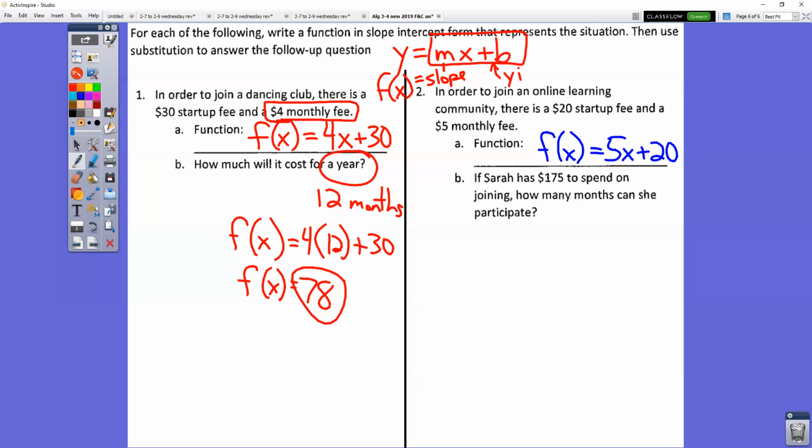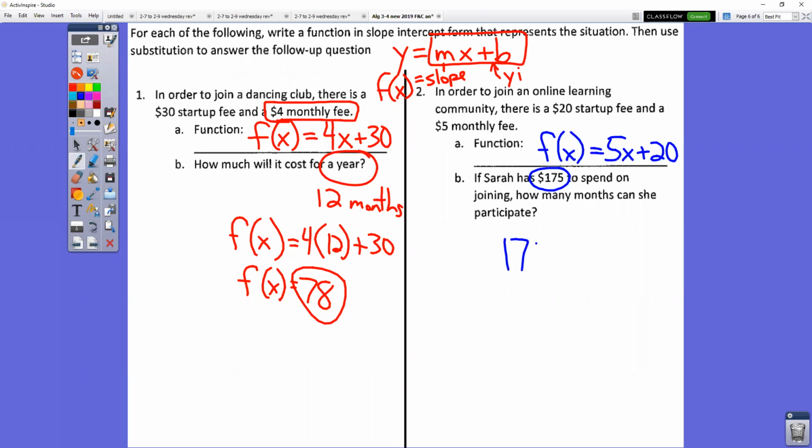In letter B, if Sarah has $175 to spend on joining, how many months can she participate? Now be careful. Think back to when we did the lesson of f of 5 or f of x. Be careful of where you're subbing this 175 into. Over here, we had the number of months. We wanted the total. This time, you're being given the total, and we want to find the number of months. So 2 totally different problems.